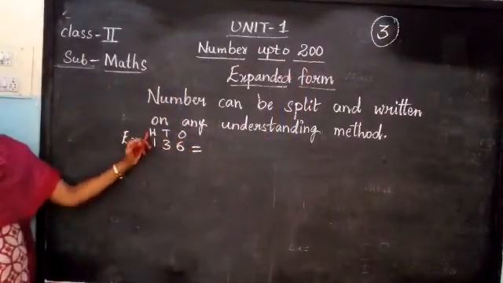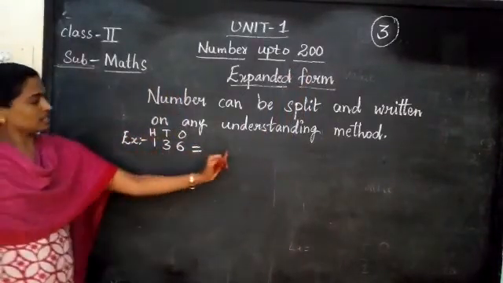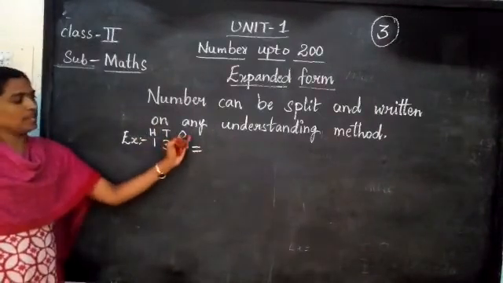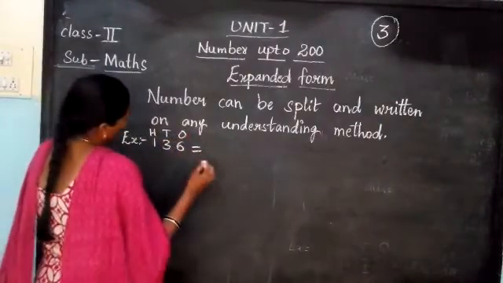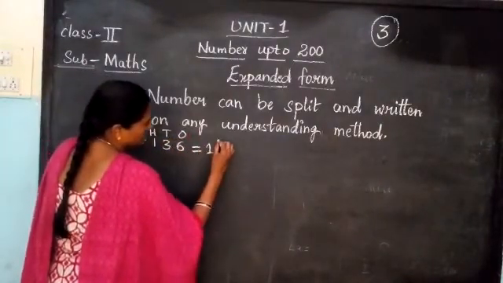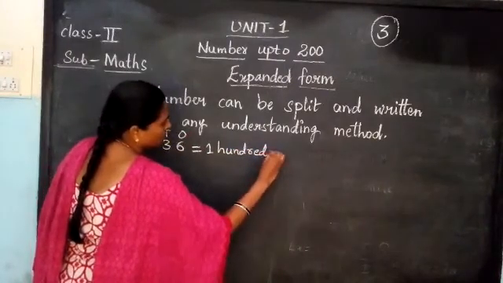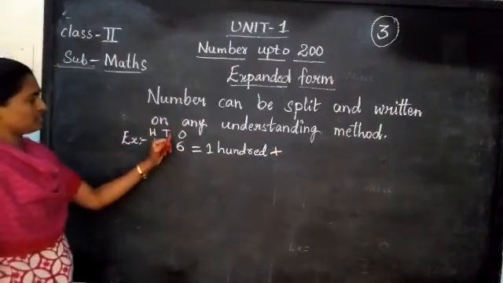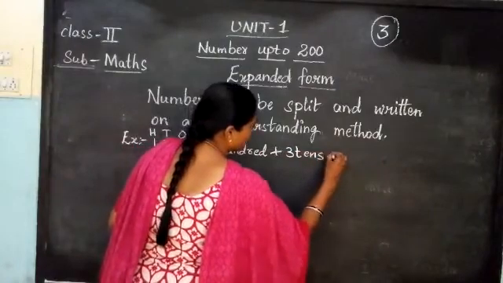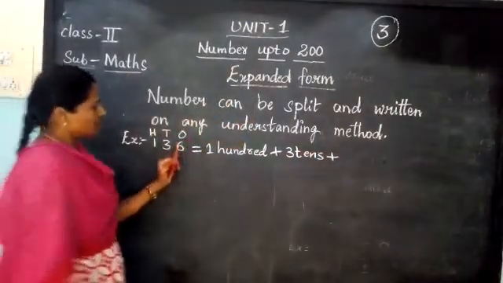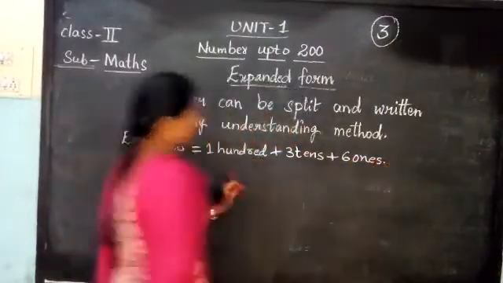1 is in which place? Hundreds place, means 100. 3 is in which place? Tens place, means 3 tens. 6 is in which place? Ones place, means 6 ones. Now 100 plus, again 3 is in which place? Tens. 3 tens plus, again 6 is in which place? Ones. 6 ones. This is the expanded form.